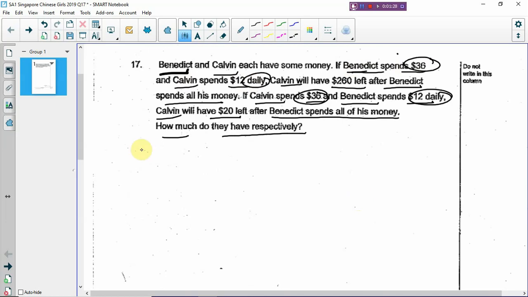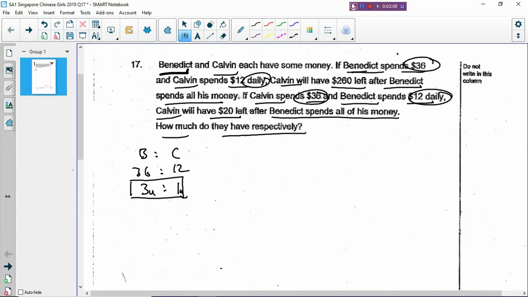So how do we do that? Benedict and Kelvin spend $36 and $12 respectively. When you have a ratio, you will need to simplify the ratio. You divide by 12 and divide by 12. So the ratio is 3:1. And what does that mean? It means that Benedict spends 3 units of money regardless of how many days. We don't know how many days later, but Benedict will always spend 3 units of money, and Kelvin will always spend 1 unit of money no matter how many days later. So this ratio represents the fixed amounts of money that they spend.